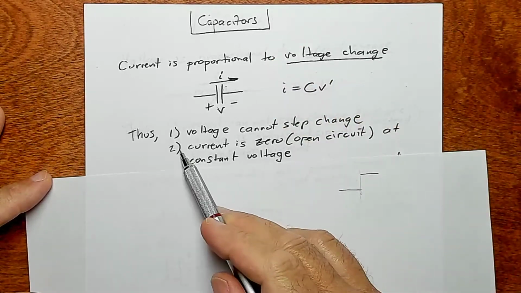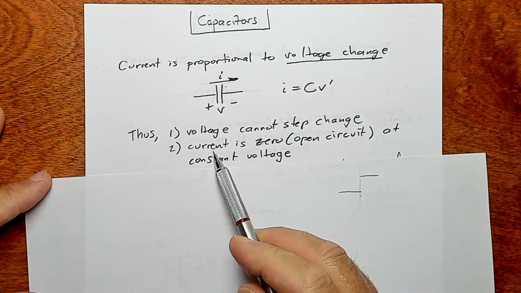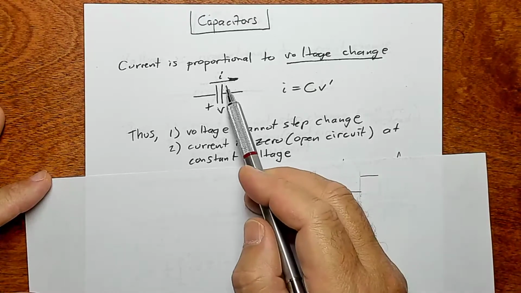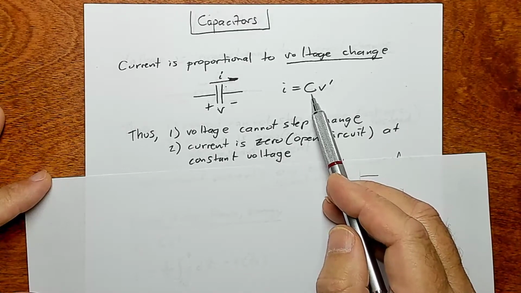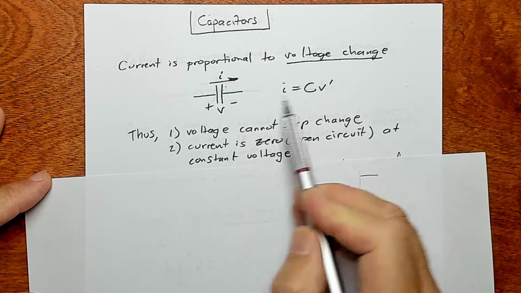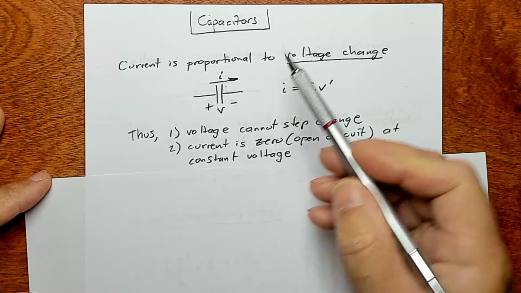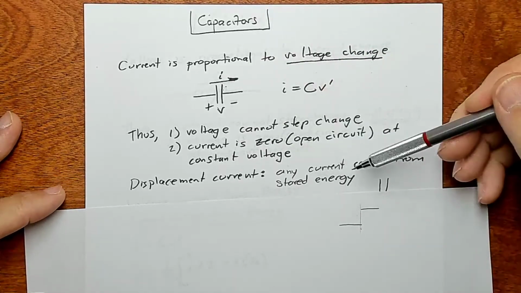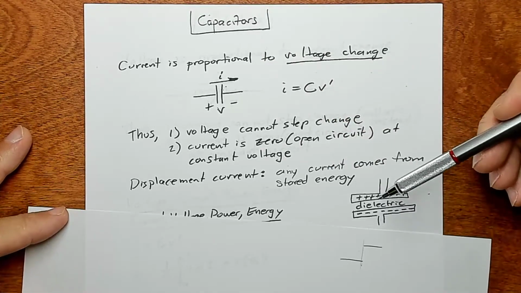All right, and the other thing that follows from this calculus is that when the voltage is constant, the derivative will be zero. So the current will be zero, because C times any number times zero is going to be zero. So when the voltage is constant, that is, the voltage across here is not changing, this device behaves like an open circuit.